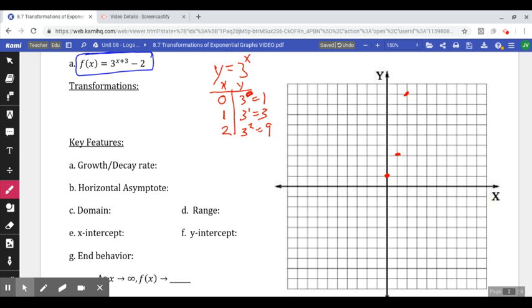Now, eventually, you're going to get to a point where you don't have to make the table, and I want you to take a look at how these things are growing. So a nice point to pick first is this point 0, 1. That's on all of the parent functions, no matter what the base is. And the height there, the y value in magenta, is 1. If we move right 1, the next height is 3, which is 3 times 1.